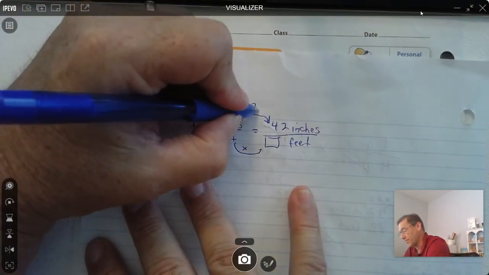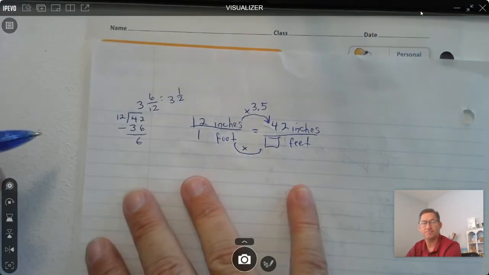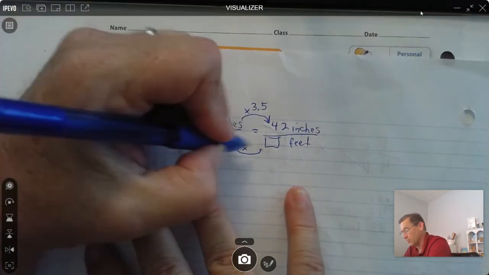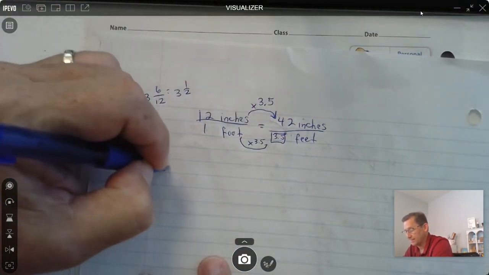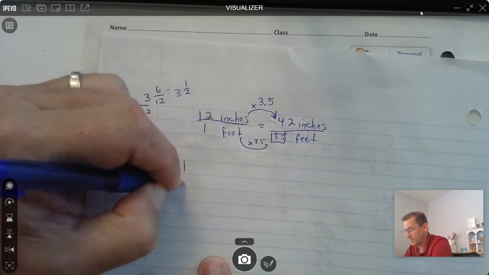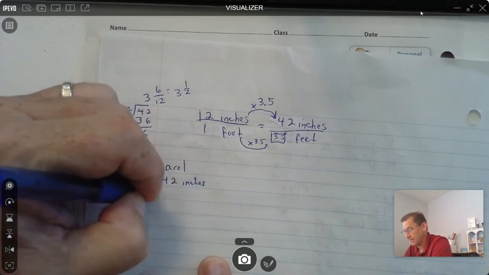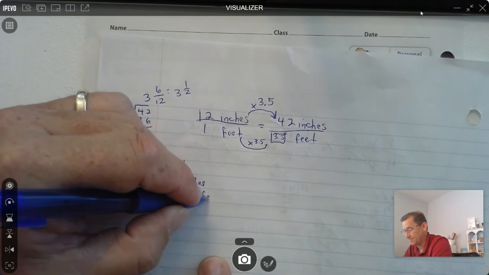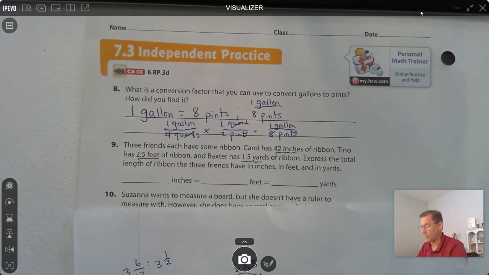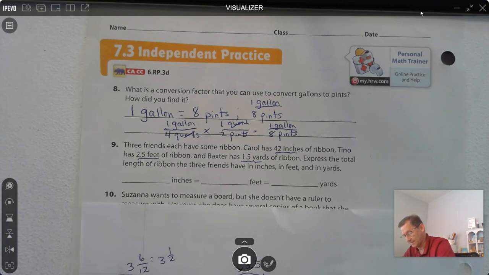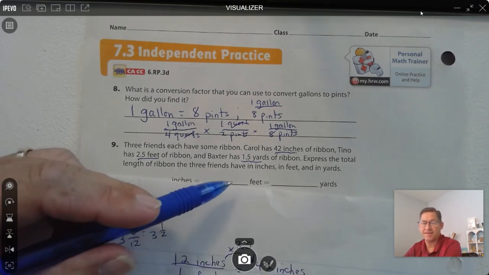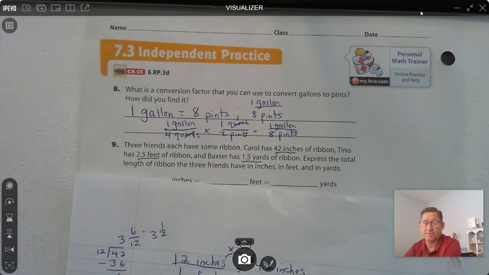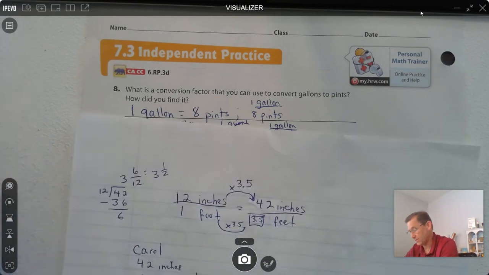So they multiplied by 3.5, right? 5/10 is half. So multiply the feet by 3.5. And so Carol has 42 inches and 3.5 feet. Okay, well, we already know that Tino has 2.5 feet. So if we found Baxter's number of feet, we should be able to figure out all the rest of these, right? So let's do that.